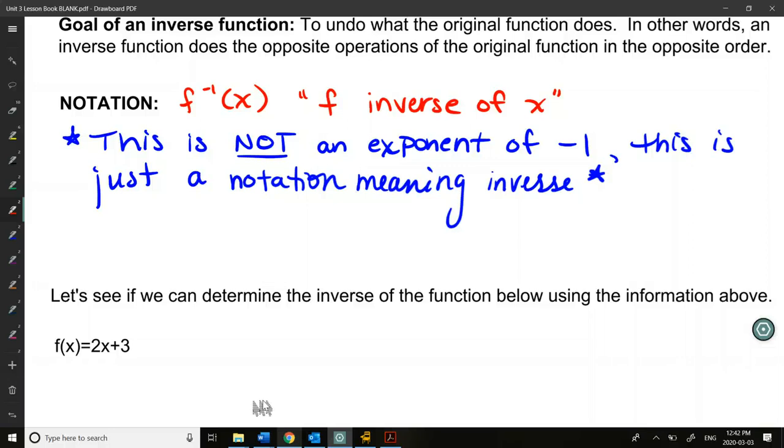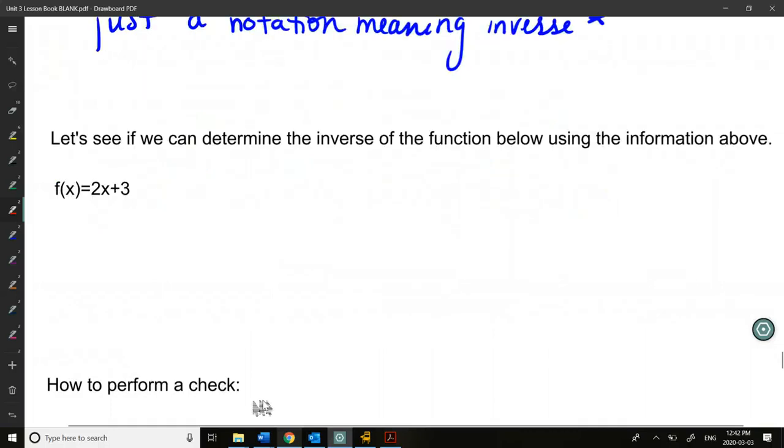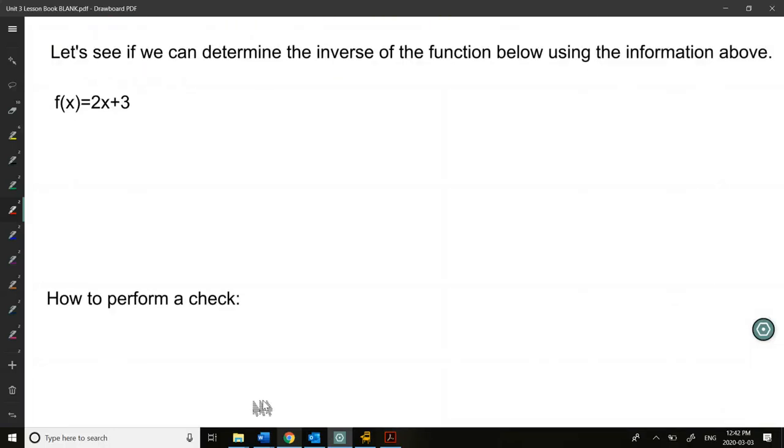Okay, so we have the function f of x equals 2x plus 3. So the goal of the inverse function is to do the opposite operations of the original function in the opposite order. So we're going to see if we can create the inverse equation for 2x plus 3. So what might be good is if we figure out what the order is in which we do things here, and what each operation is.